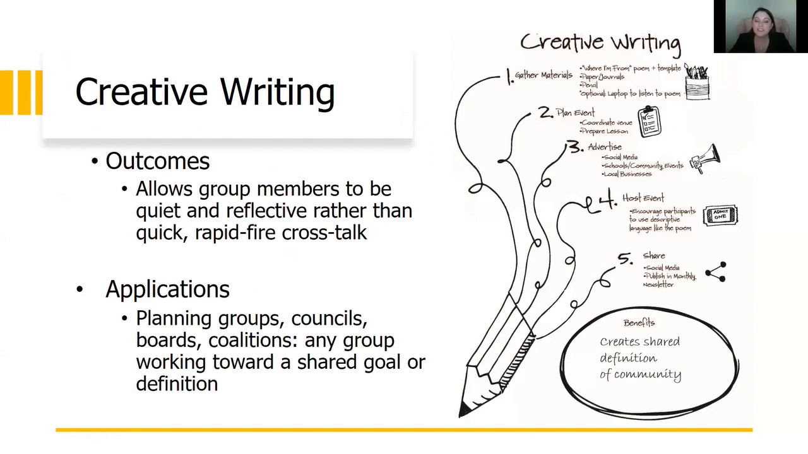So the way it works, you can see our flow chart there. I'm not sure how big it is on your screen, but this is an example of how we show you to gather your materials, and we'll have those in the toolkit: the poem and the template, some paper for everyone, some pencils. Then plan the event, advertise it, host the event by having these prompts, and then just share it out with each other to see where it goes.